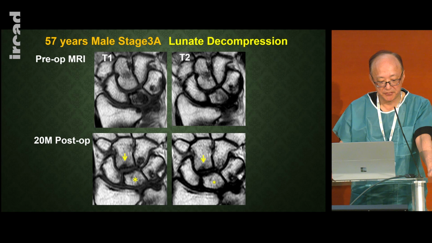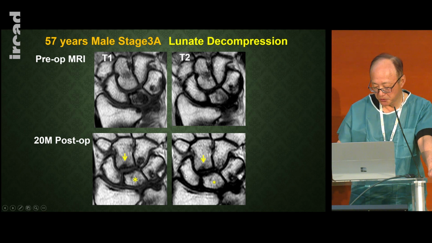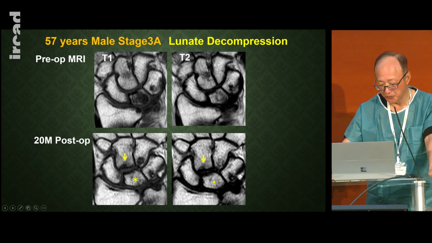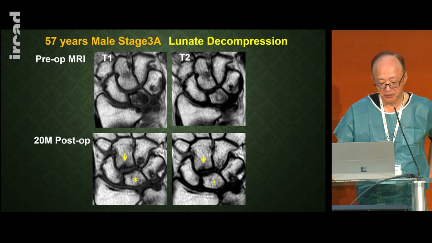And this is a 57-year-old male with stage 2 Kienböck disease. This is the pre-op MRI, and after resection of the proximal capitate, the MRI shows the vascularity was restored, at 20 months post-op.